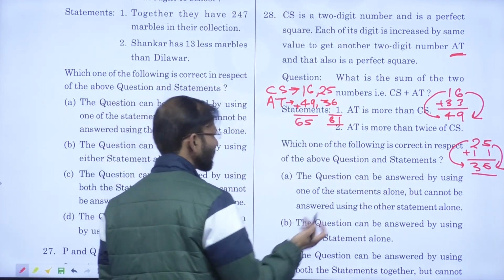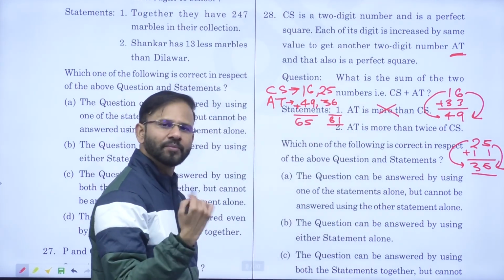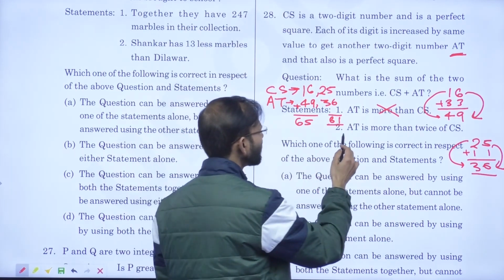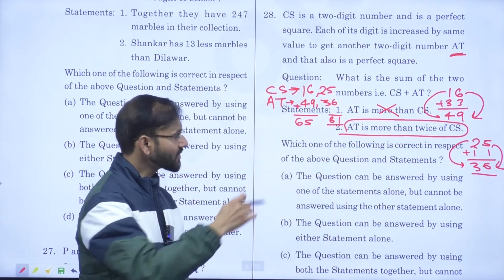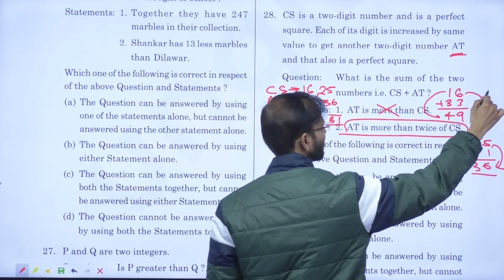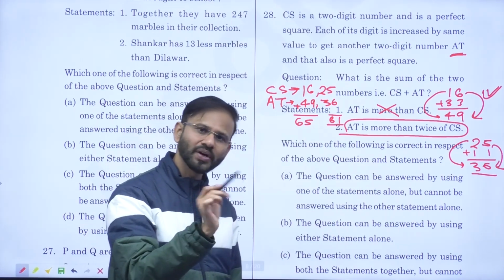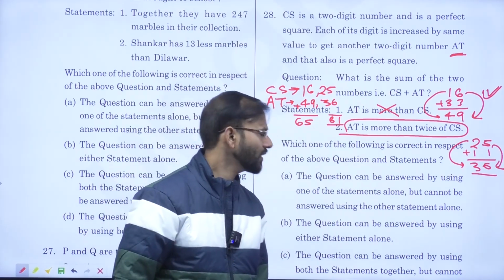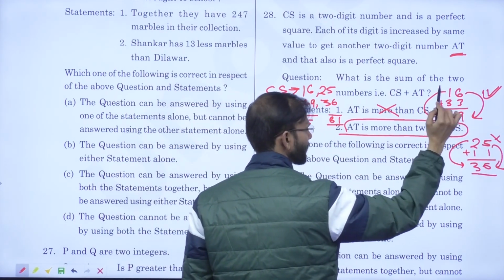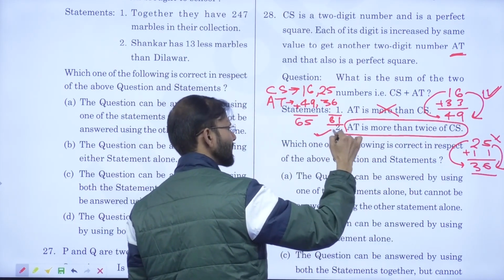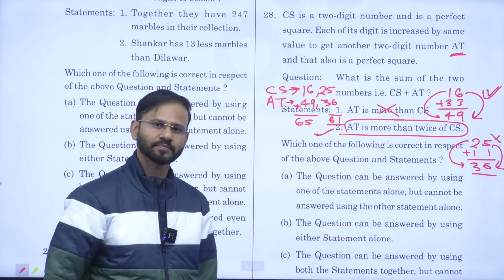Now the second statement alone. This statement alone is not giving you any answer. Now 80 is more than twice of CS. The first combination is satisfying this condition. Right? 16 2s are 32, 32 plus 1 is 33. Right everybody? So this combination is satisfying this condition, but this combination is not. So just reading the second statement alone, you can find the answer to this question.